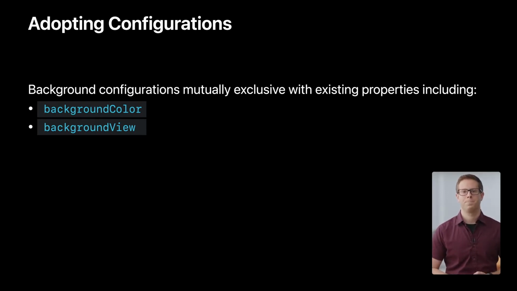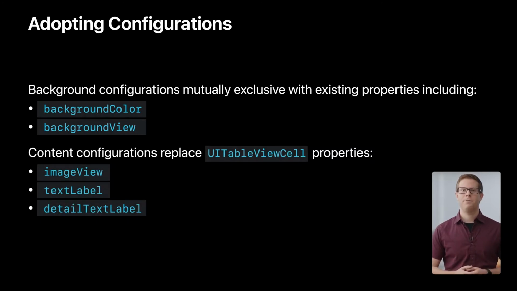So make sure that you don't mix a background configuration with other code still setting these other background properties on the same cell. And specifically for those of you using UITableView, content configurations supersede the built-in subviews of cells, headers, and footers, like the image view, text label, and detail text label. These legacy content properties will be deprecated in a future release, so we encourage you to adopt content configurations to take advantage of their more powerful features and enhanced customizability.